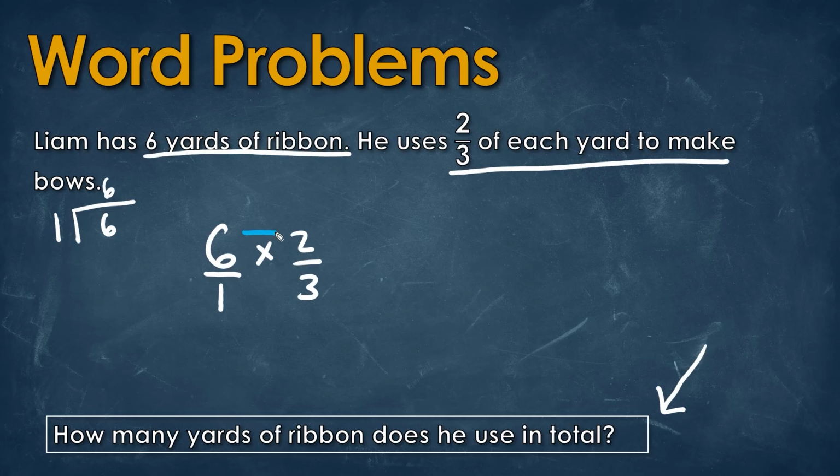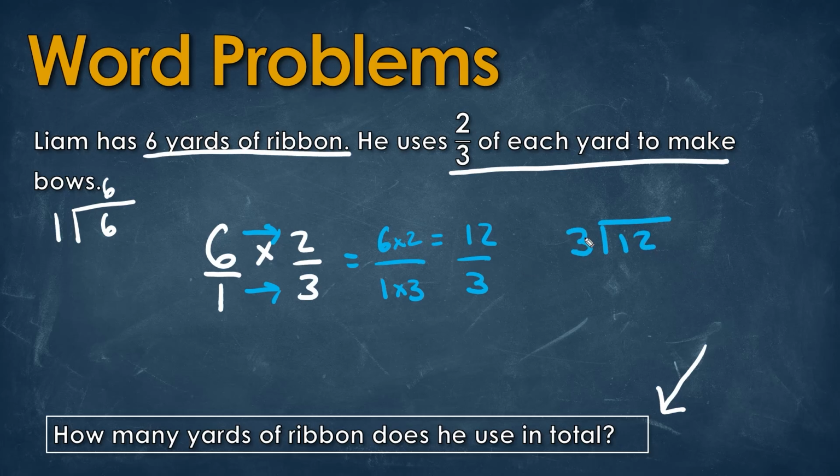So once we have that, we can again multiply straight across. So we're going to get 2 times 6, which is equal to 12, over 1 times 3, which is equal to 3. And we could also divide this where we'll have 12 divided by 3 like this.